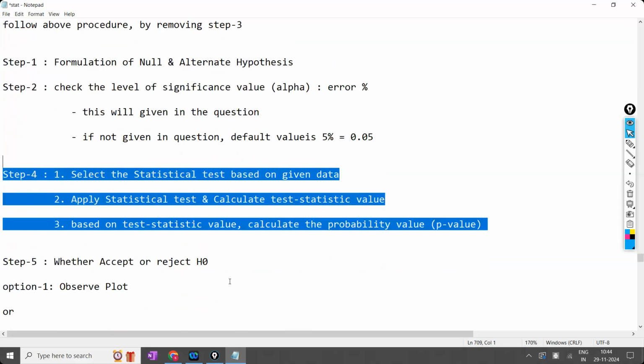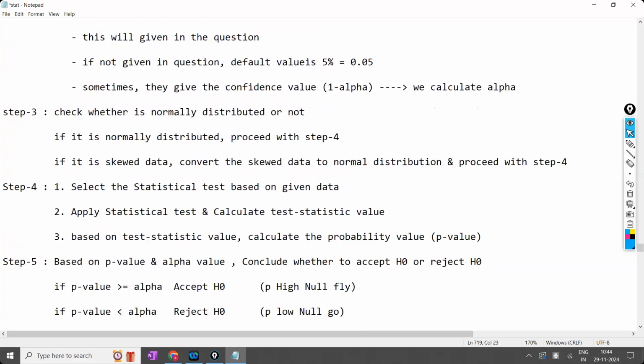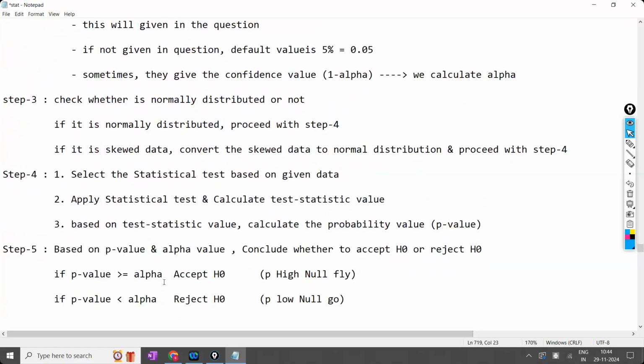Now based on these 3 steps, you are going to say that if the p-value is greater than alpha, accept the null hypothesis. If the p-value is less than alpha, reject the null hypothesis. Whatever p-value you have got is 0.95. The alpha value is 0.05. Is it greater than alpha or less than alpha? Greater than alpha. So since it is greater than alpha, you are going to accept the null hypothesis.